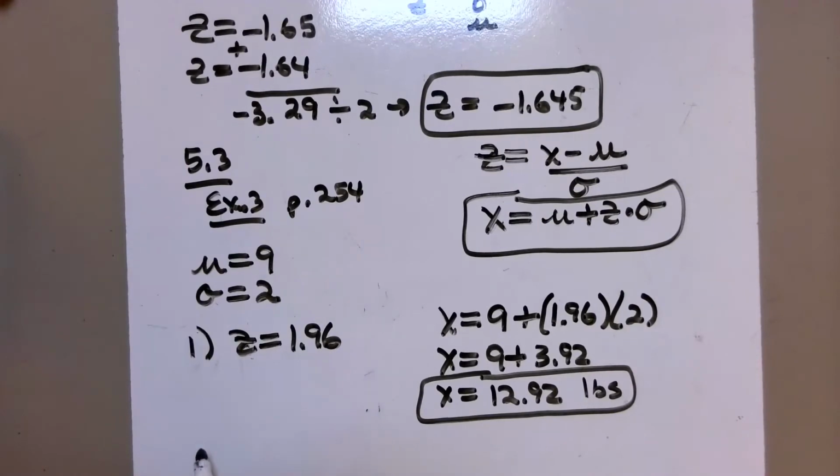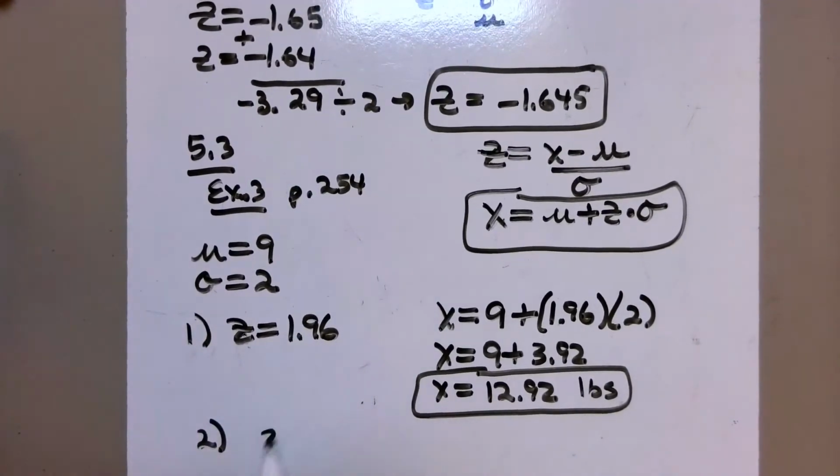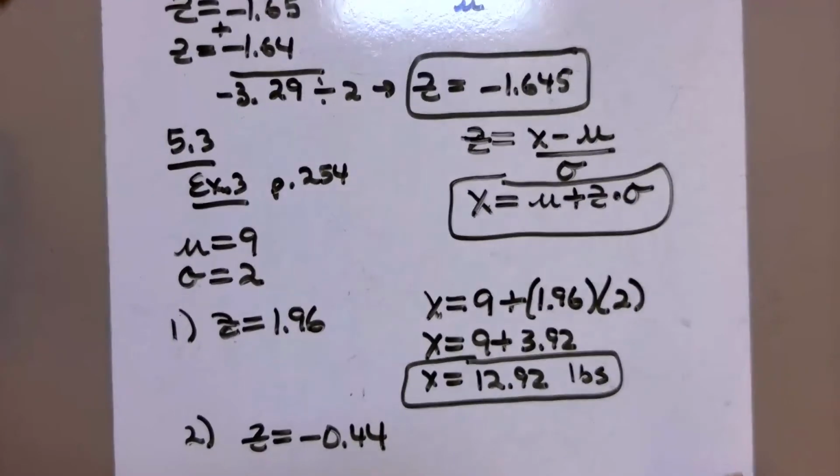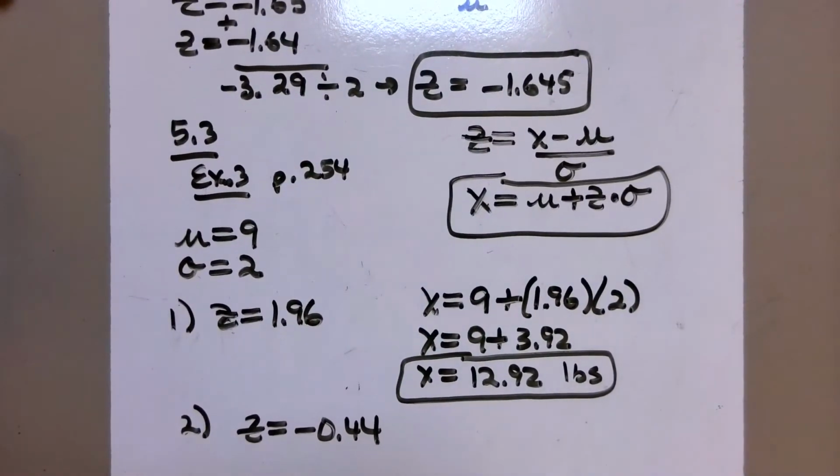So, example 3, number 2 says, what if the z-score for our cat is negative 0.44? That means this cat is 0.44 standard deviations below the mean in terms of weight. So, a little less than 9 pounds, because the mean is 9. Not super skinny for this cat, not too malnourished, but below the mean weight. So again, how much does this cat weigh? We'll call this cat Slim.